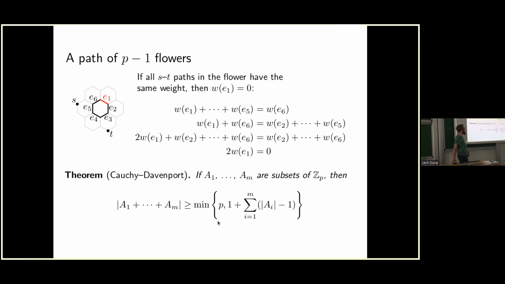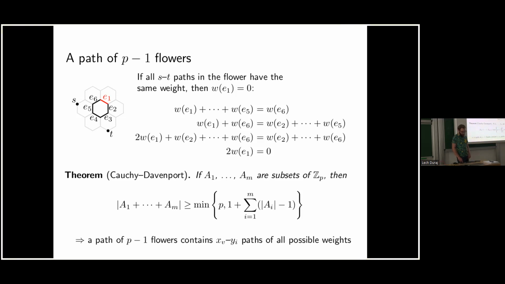So in our case, we would like our A_i to be the possible weights of S to T paths in the corresponding flowers. So we will know that each of those sets will contain at least 2 remainders modulo P. So this will imply that the Minkowski sum of those sets will be lower bounded by the minimum of P and this term. But what we have here, our M is P minus 1. And each of the sets A_i has at least 2 elements. So we conclude that 1 plus P minus 1 is equal to P. So we will conclude that this set of all possible sums will be of size at least P. Since it is a subset of Z_P, this means that all possible remainders are reachable.